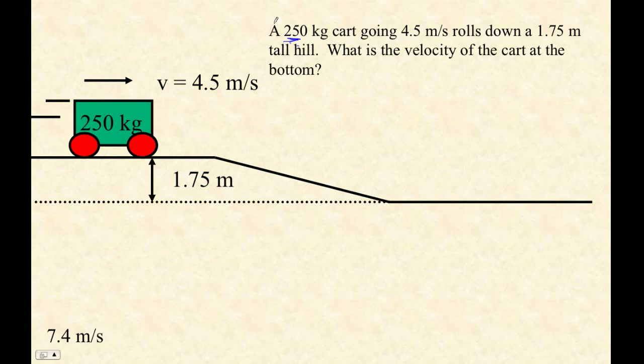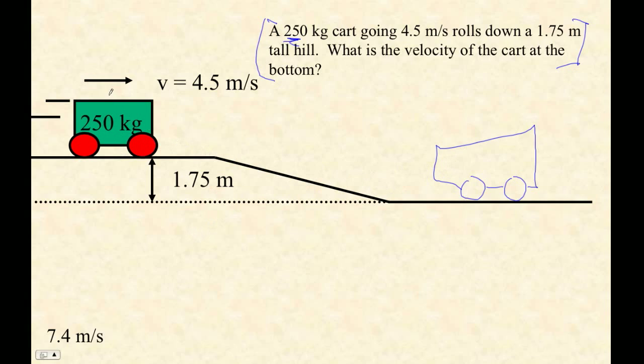So here's this car. Here's what it would look like if it was just a word problem. But I've drawn a picture, and I highly recommend drawing pictures to solve these things. And what's the velocity at the bottom? Presumably the velocity at the bottom will be more than 4.5, because this potential energy has turned into all kinetic.